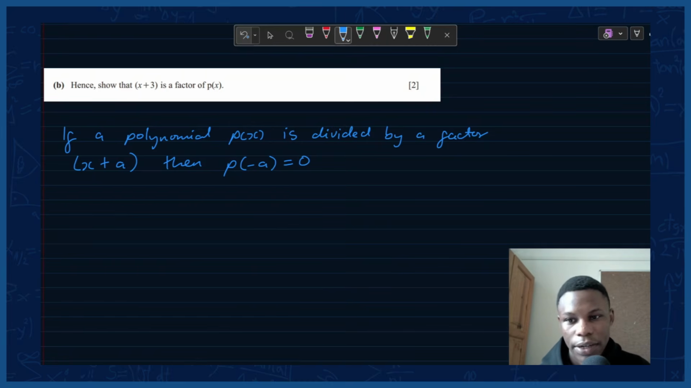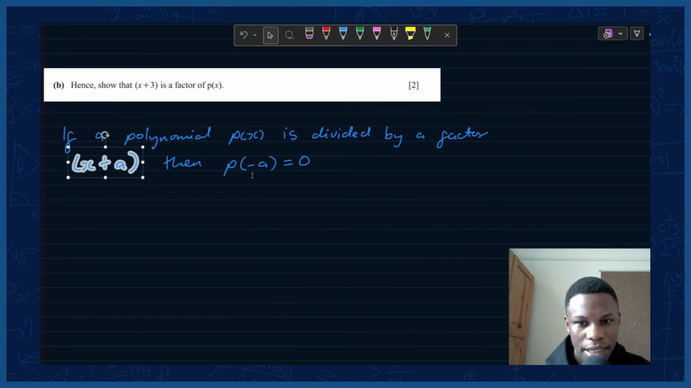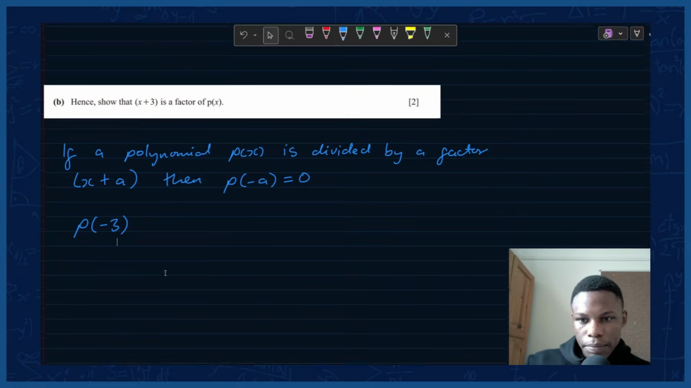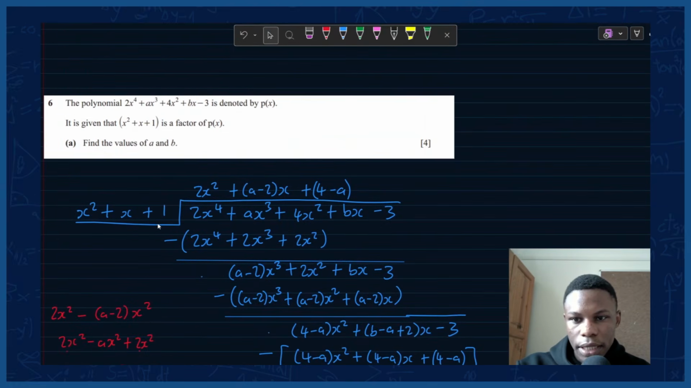This is the factor theorem. So if x plus a is a factor, then p of minus a is 0. So in our case, if x plus 3 is a factor, then p of minus 3 has to be 0. So we just need to evaluate p of minus 3 and check that it is indeed equal to 0. Okay. So p of minus 3. What's our polynomial p of x? Okay, it's that long thing.